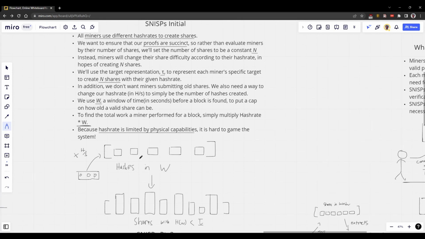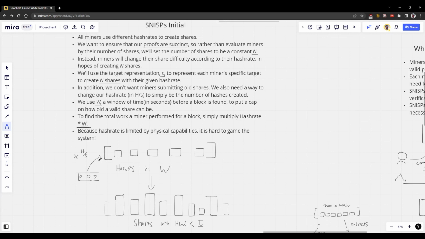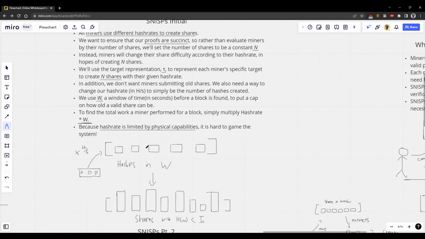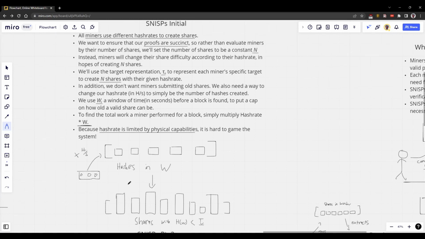So you can see that there's a GPU. It's creating some hashes within the W window. And those hashes are eventually filtered out so that only shares remain to create some share set, following this inequality: h of w is less than Ta.